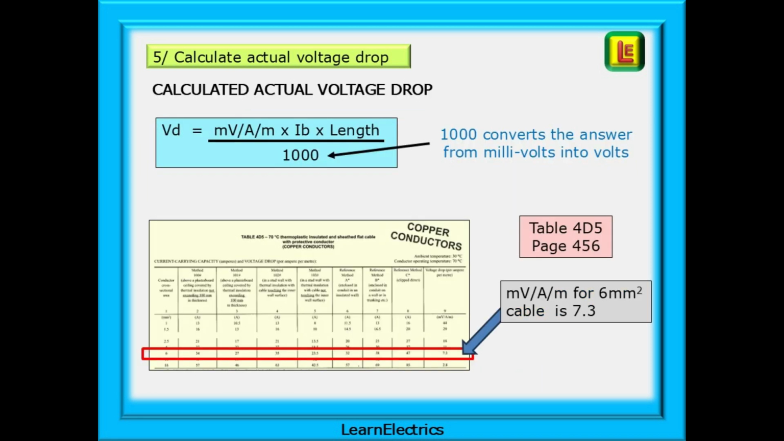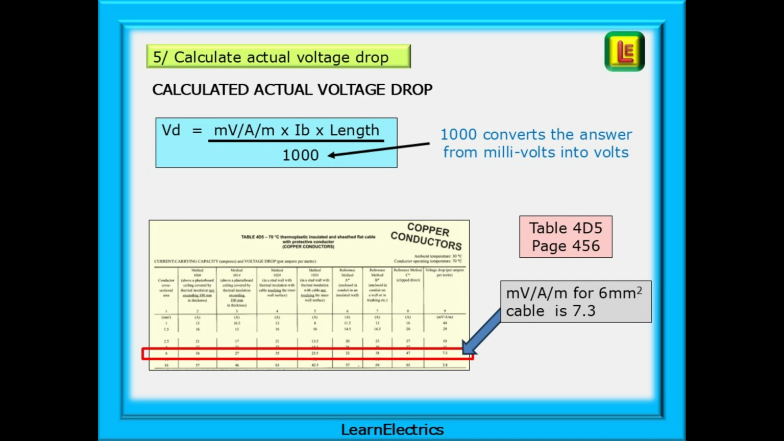Now we know the maximum permitted, let's calculate what the actual voltage drop will be. The formula is shown in the blue box. We know IB from a previous calculation, and the length is given in the question. Dividing the top row by 1000 will convert the answer from millivolts into volts. We now need to find the millivolts per amp per meter number for 6 square millimeter cable. This is the number of millivolts lost in the cable for every amp that flows through every meter of cable.